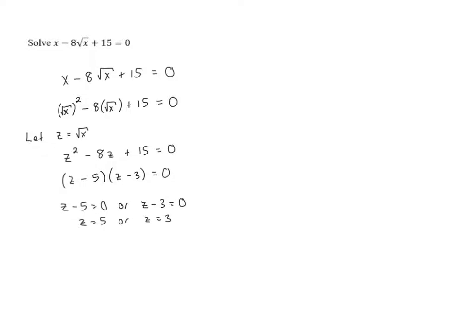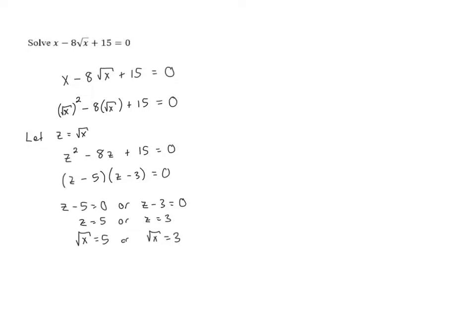But we don't need to solve for z in the end, we need to solve for x, because our original equation had an x in it. So wherever we see a z here, we're going to substitute back in the square root of x. So this becomes the square root of x equals 5, or the square root of x equals 3.